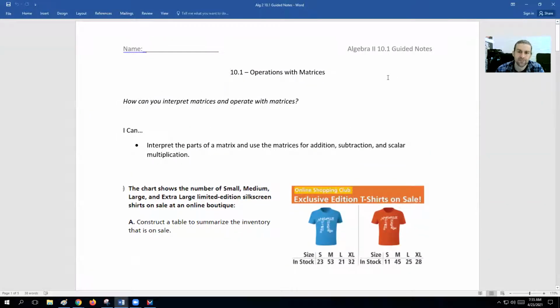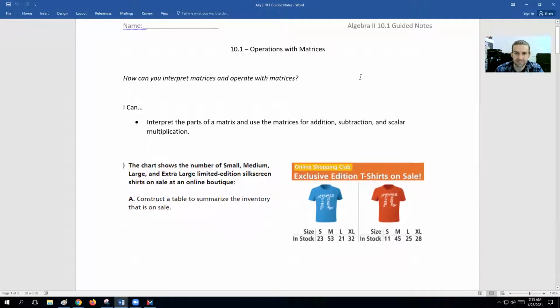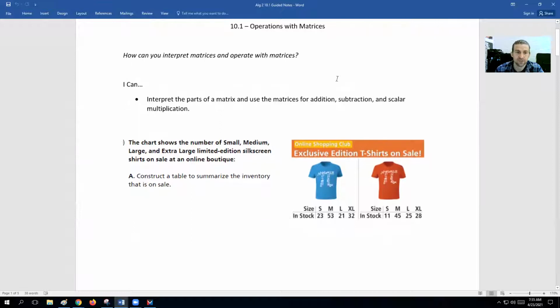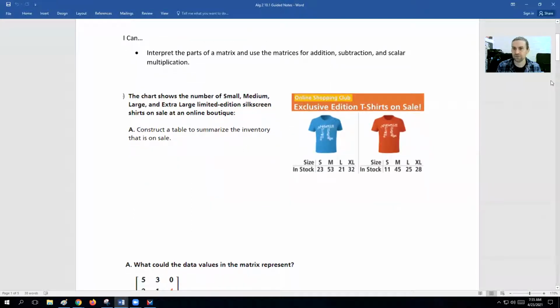We're going to be looking at operations with matrices. So our goal here is, how can we interpret matrices and operate with them? We want to make sure we can add, subtract, and do scalar multiplication with matrices. First, we're going to jump into an abstract thought and talk about how we can represent matrices.